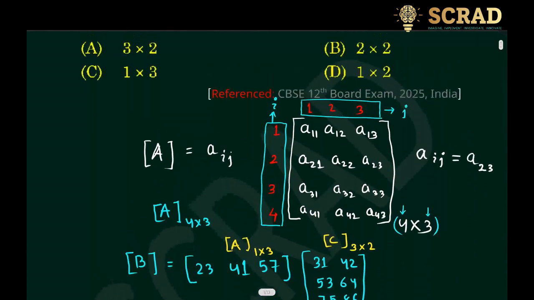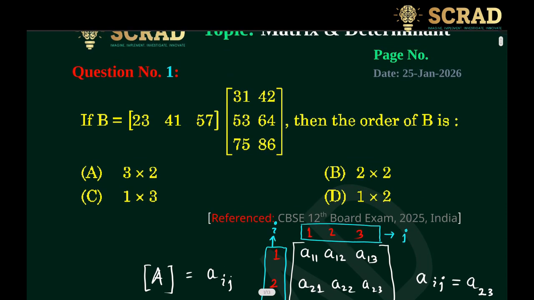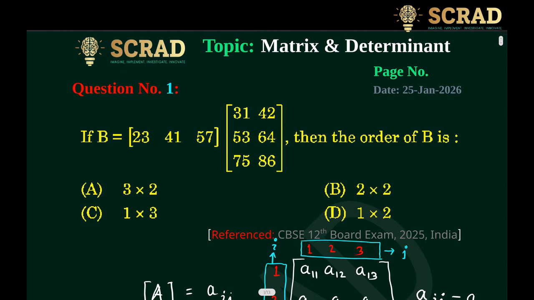So let's come to our question number 1. It asks what is the order of B. B is the resultant matrix. The first matrix dimension is 1 cross 3 and the second matrix dimension is 3 cross 2. If we observe here, the number of columns in the first matrix is equal to the number of rows in the second matrix, right? So that is why matrix multiplication is possible here.